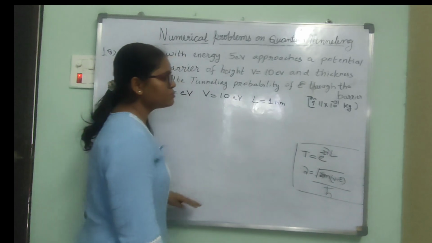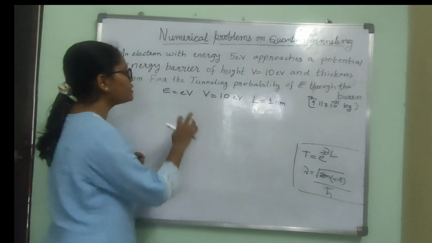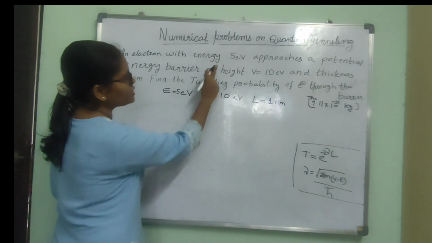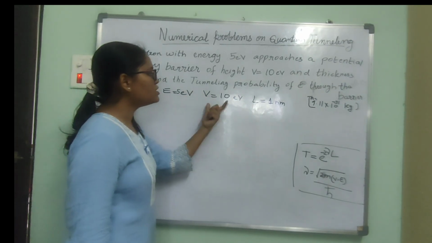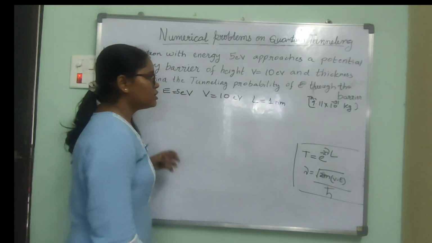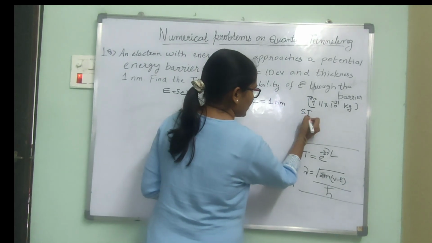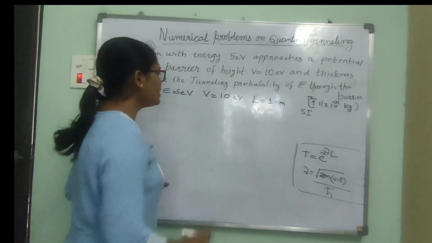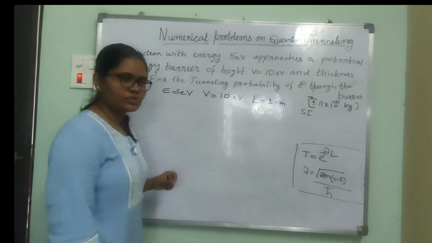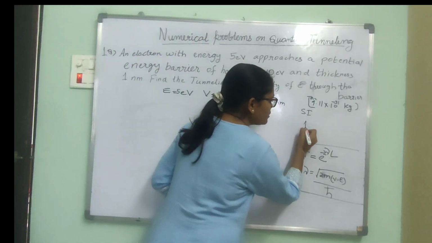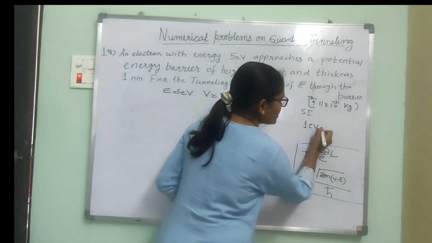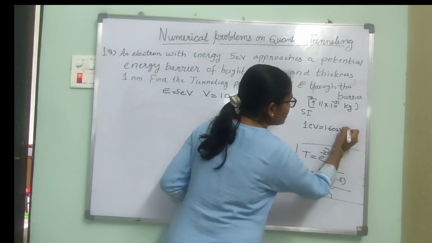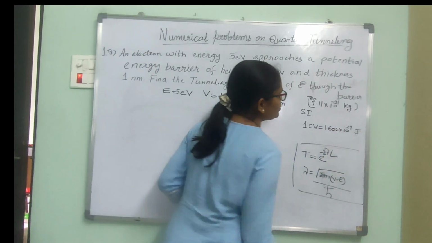But here the most important thing you need to note is that you have to convert all these values into standard SI units. The standard unit for energy is joule, so you have to convert electron volt into joule. I give you the conversion here: 1 electron volt is equal to 1.602 into 10 power minus 19 joules.